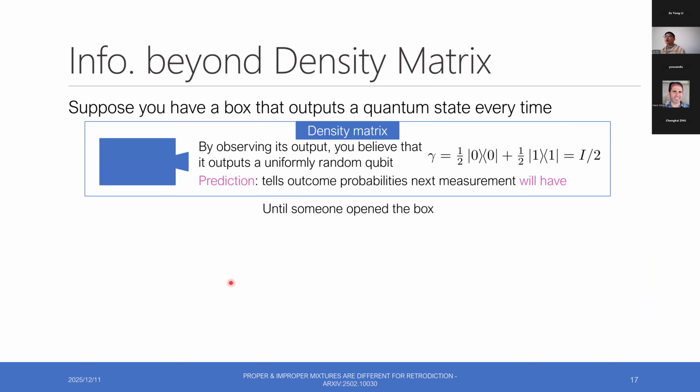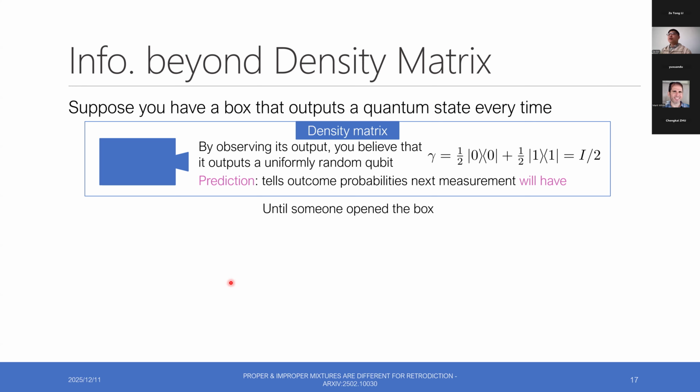As I mentioned, there are many ways to describe quantum knowledge. Suppose we investigate whether the density matrix is enough to describe a quantum state. Suppose we have some box that outputs a quantum state every time. We could observe the outputs and maybe perform some tomography, so we could obtain its density matrix. Say we have obtained this density matrix and it is identity over 2. If we want to make further predictions, say the measurement result on its next output, then we could do that quite well because the density matrix already gives all the outcome probabilities.